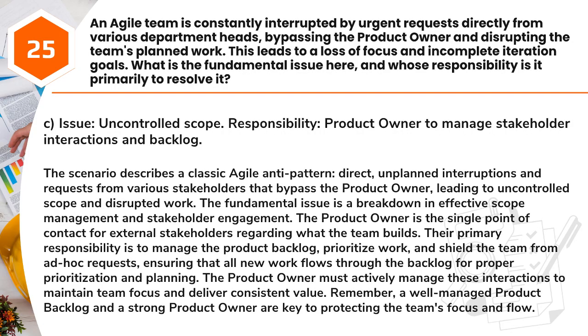Answer, C. Issue, uncontrolled scope. Responsibility, product owner to manage stakeholder interactions and backlog. The scenario describes a classic Agile anti-pattern: direct, unplanned interruptions and requests from various stakeholders that bypass the product owner, leading to uncontrolled scope and disrupted work. The fundamental issue is a breakdown in effective scope management and stakeholder engagement.